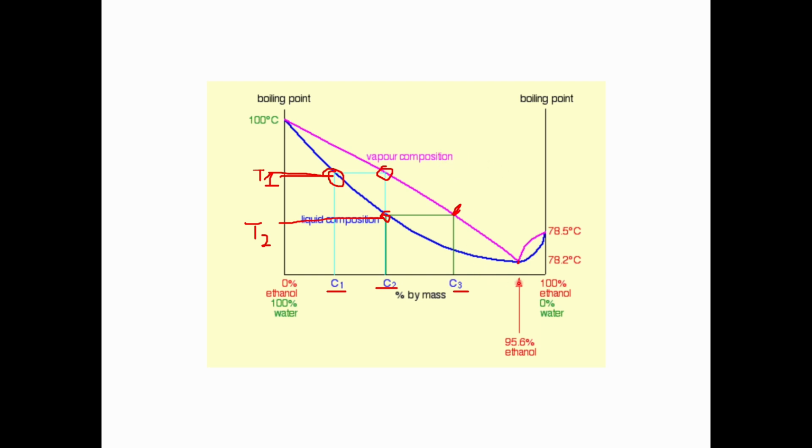And that is because your vapor composition and your liquid composition actually interconnect there and they meet. So that means that in your vapor, you're going to have 95.6% ethanol, and in your liquid, you're going to have that same amount. So no matter how many times you boil and recondense this mixture, you cannot exceed 95.6% ethanol. This is known as a constant boiling mixture or your azeotropic mixture. And this particular mixture boils at 78.2 degrees Celsius.